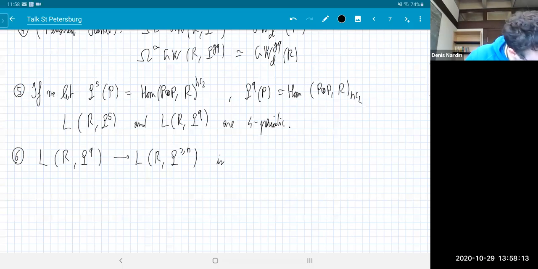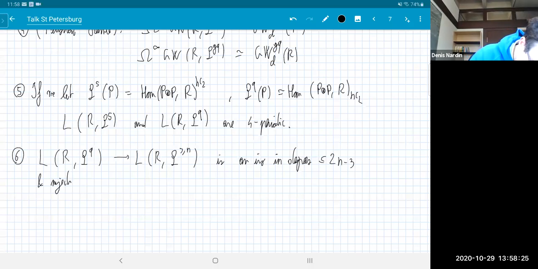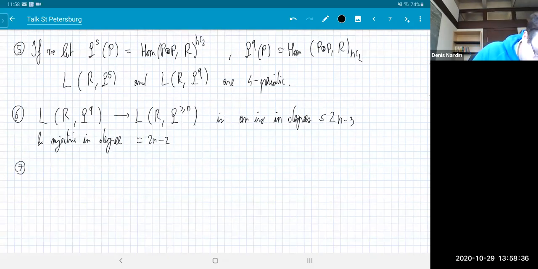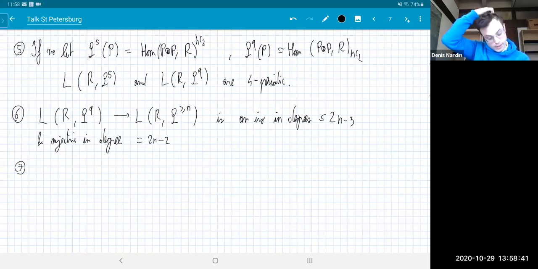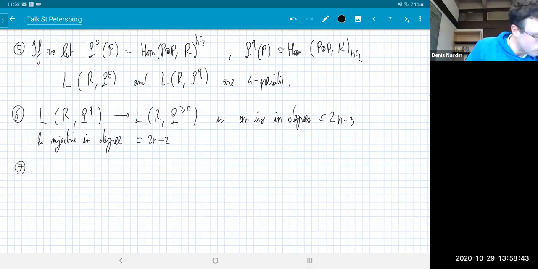So is an iso in degrees less or equal than 2n-3 and surjective in degree less or equal than 2n-2. So the negative L theory groups, or the sufficiently negative L theory groups, are completely determined by the homotopy quadratic version, which is four periodic, so it's a finite number of groups.